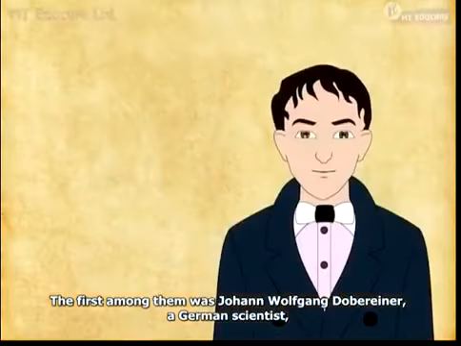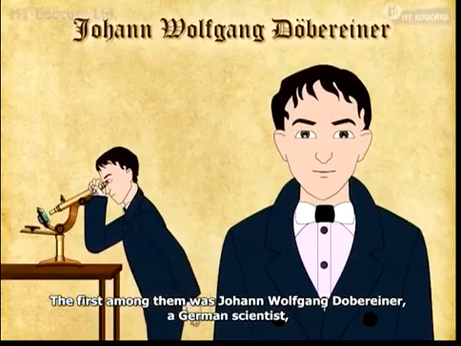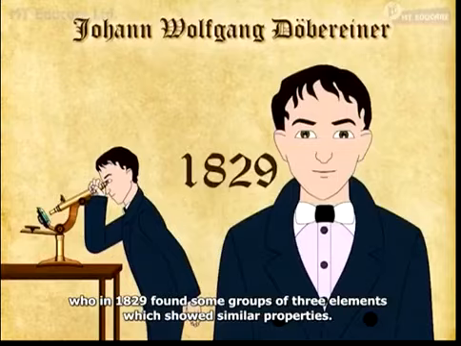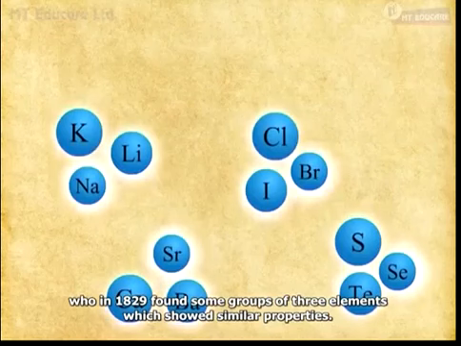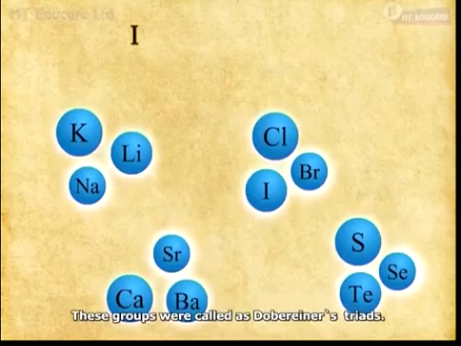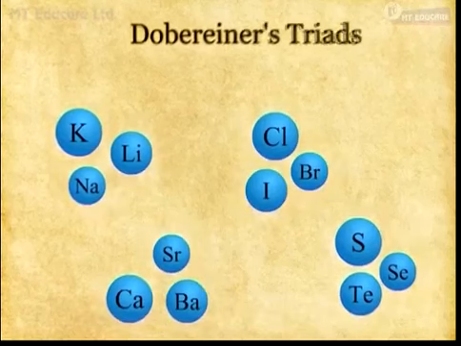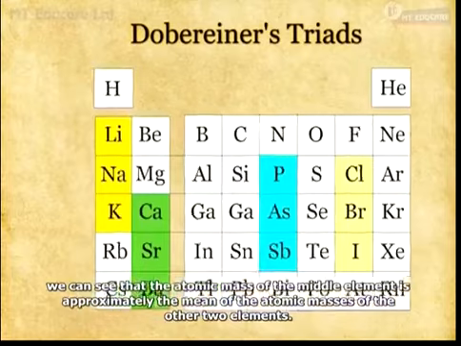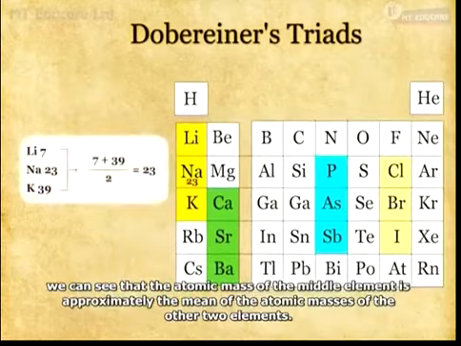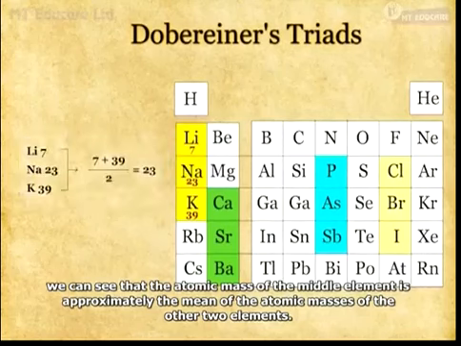The first among them was Johann Wolfgang Dobereiner, a German scientist who in 1829 found some groups of 3 elements which showed similar properties. These groups are called Dobereiner triads. Here, if we have a look at the triad table, we can see that the atomic mass of the middle element is approximately the mean of the atomic masses of the other 2 elements.